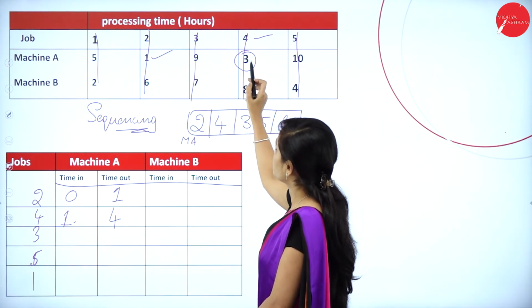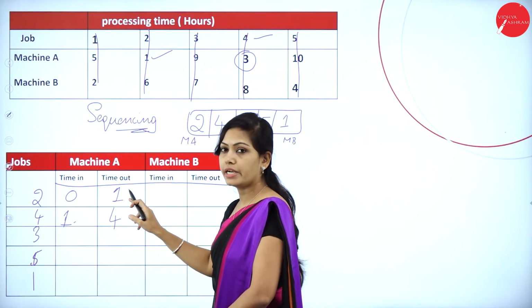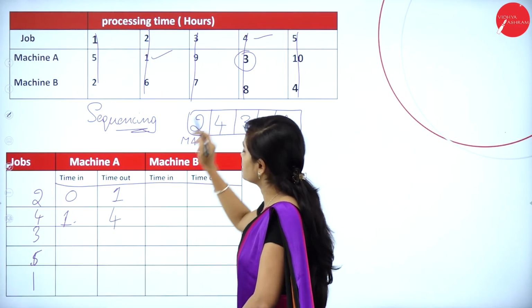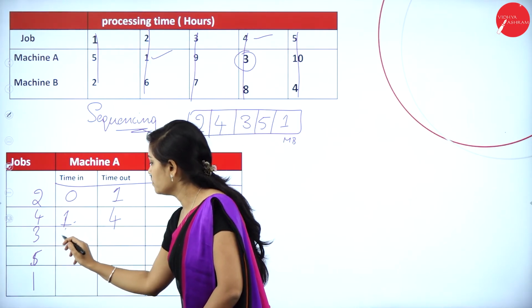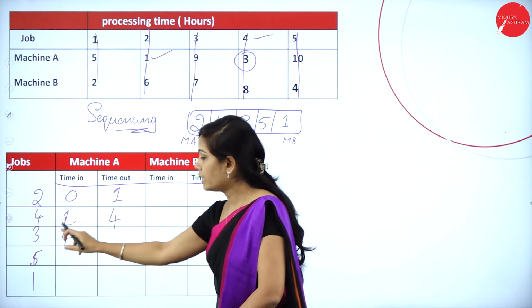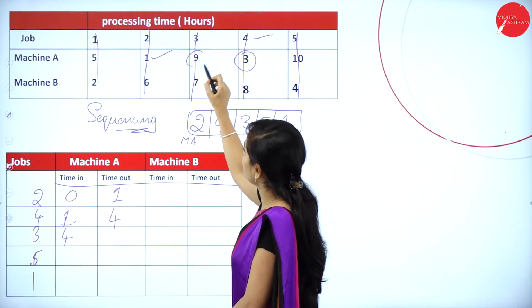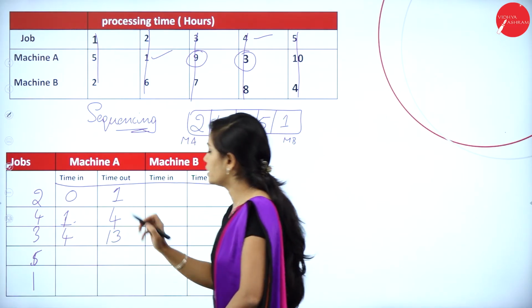So, job 4 processing time for machine A is 3. So, again, it works from 1. So, 1 plus 3 is 4. And again, it will not waste its time. Again, the job 3 started from 4. So, 4 plus job 3. Job 3 processing time is 9. 9 plus 4 is 13.